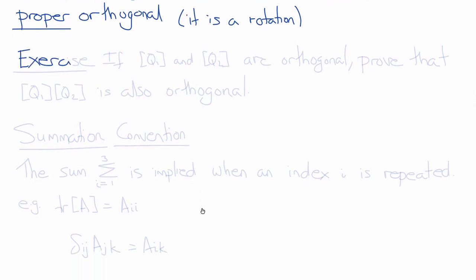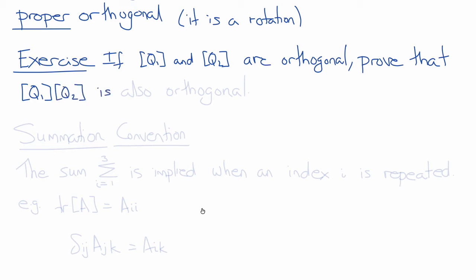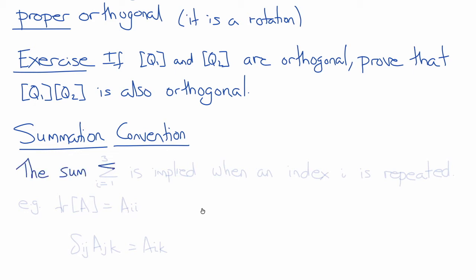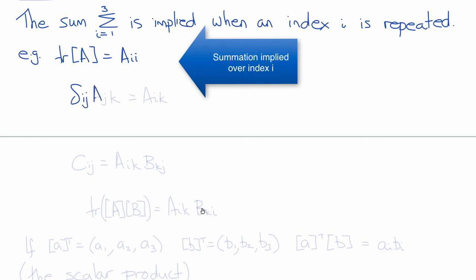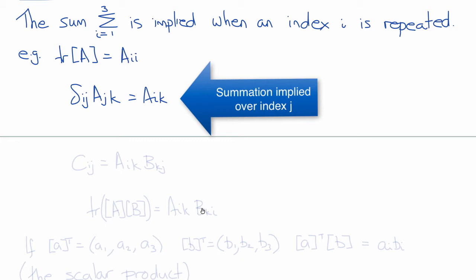As an exercise, you can show easily that if Q1 and Q2 are orthogonal matrices, their product Q1 times Q2 is also orthogonal. Now, to this point, we've been using a summation symbol for the indices. Because these are so frequent in index notation in continuum mechanics, a convention developed by Einstein is used, whereby wherever an index is repeated once, for example the index i equals 1 to 3, the summation is automatically implied and you don't need the summation symbol. So for example, we can write that the trace of A is equal to A_ii instead of writing the sum from i equals 1 to 3 of A_ii. And similarly, we could write delta_ij times A_jk equals A_ik instead of including the summation from j equals 1 to 3.